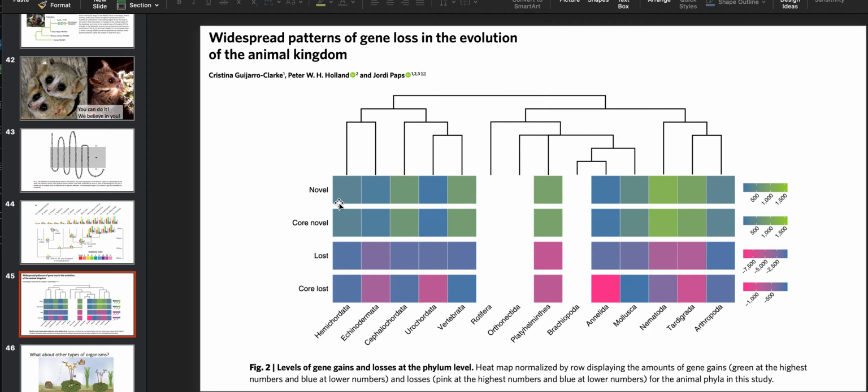And then the top two rows of boxes are looking at novel gene gain. And it seems as if nematodes have a lot of examples of novel genes in their genome. Tardigrades also have a lot of examples of novel genes. Whereas annelids have very, very few novel gene acquisitions. So this is an emerging pattern that we're starting to see. People are still trying to make sense of it, but I just thought it was really cool because it's a really recent paper.